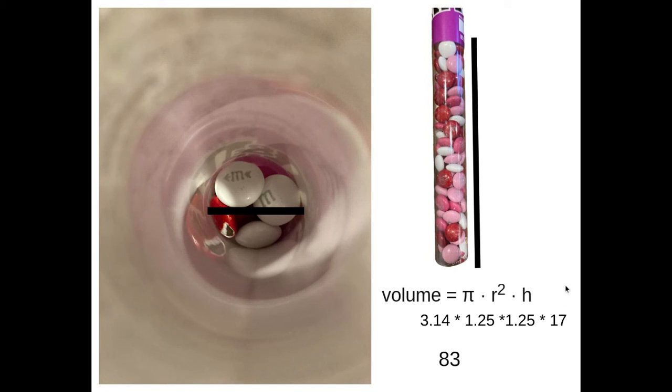When I multiply all of this, I get 83. Now I counted the M&Ms in this container, and this container has 74 M&Ms. So this is not perfect, but it is within 9 M&Ms of the exact number. This is how you can get pretty close to the exact number when you're asked this in a competition.